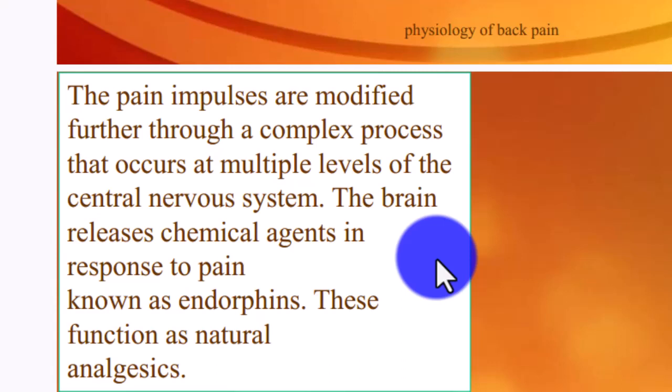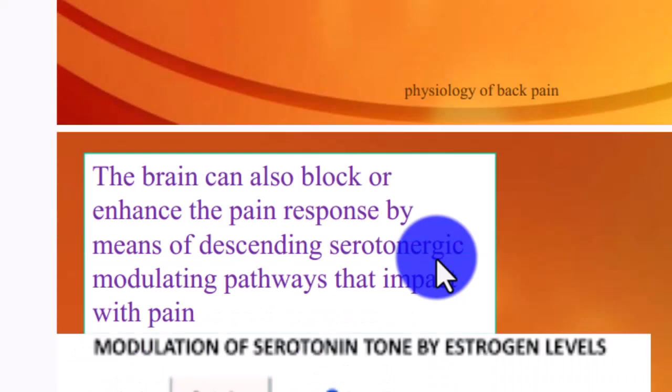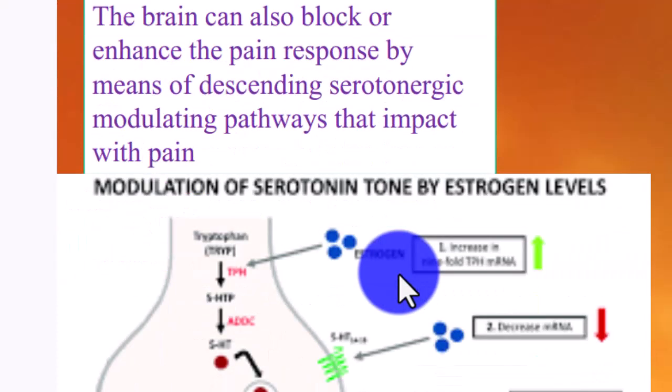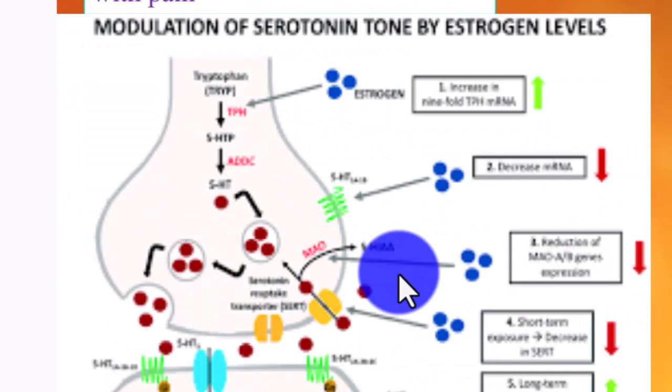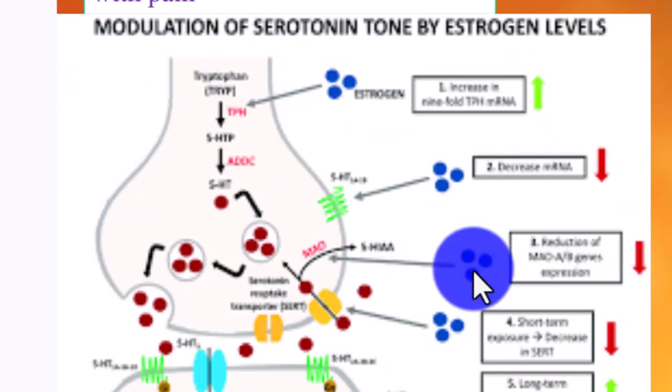The brain releases chemical agents in response to pain known as endorphins. These function as natural analgesics. The brain can also block or enhance the pain response by means of descending serotonergic modulating pathways that impact pain. This modulation of serotonin is affected by estrogen level.